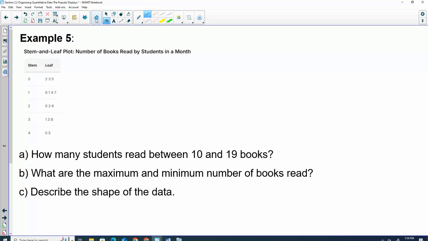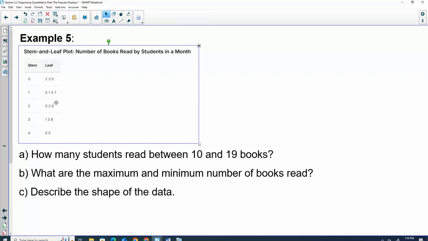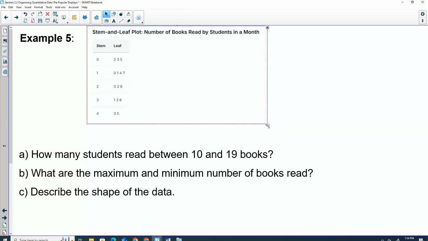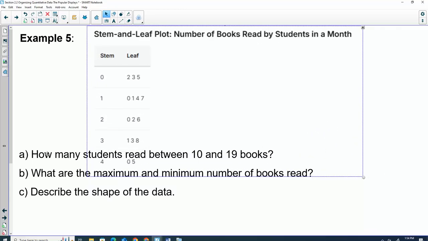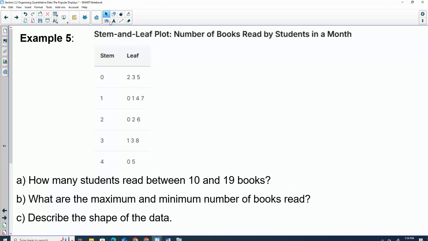All right, so let's practice reading it. That is again very small. So the number of books read by students in a month. I'm sure you guys read more than this, right? I read like at least 10. So how many students read between 10 and 19 books?